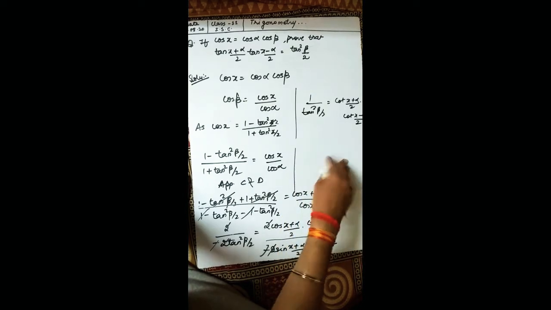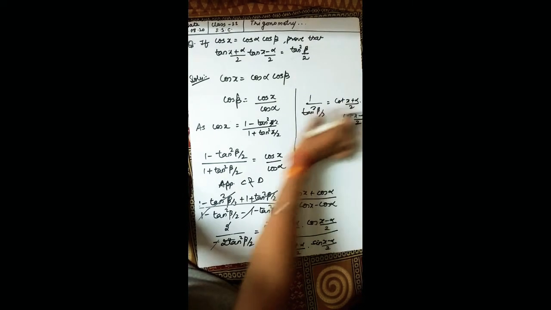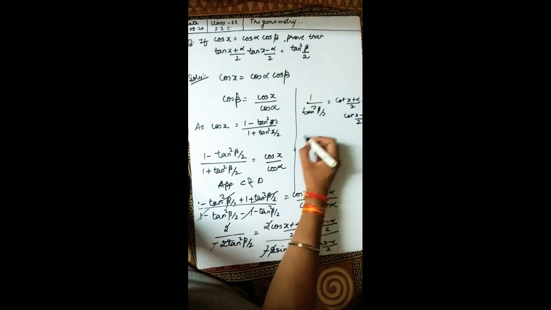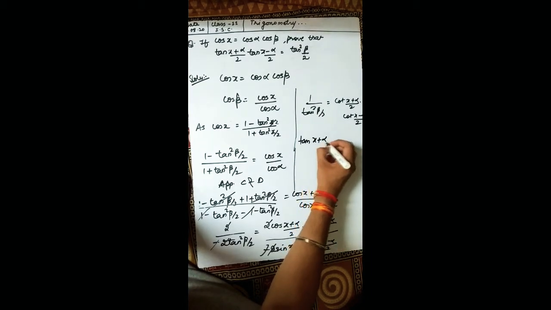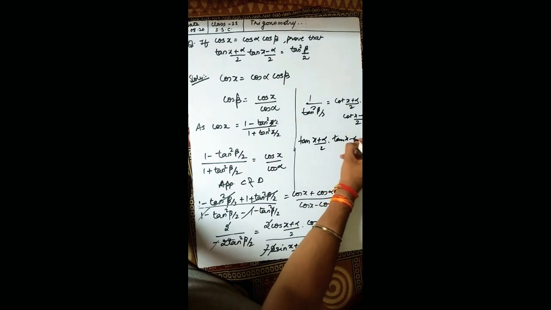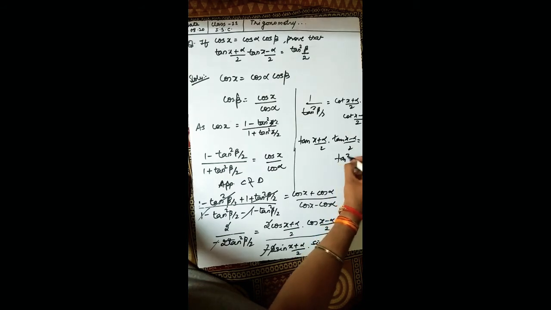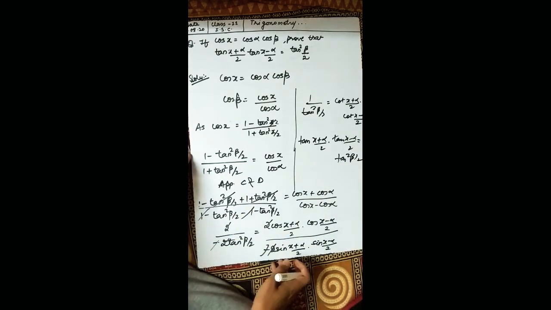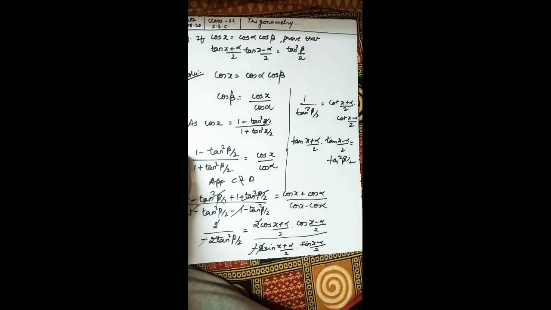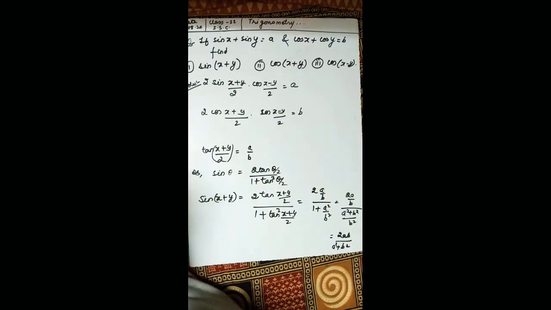And you know, I think you can do it after this: when you take this down, and when it goes up, it will be tan((x+alpha)/2) tan((x-alpha)/2) equal to tan square beta by 2. Alright. Okay, so this is the solution.